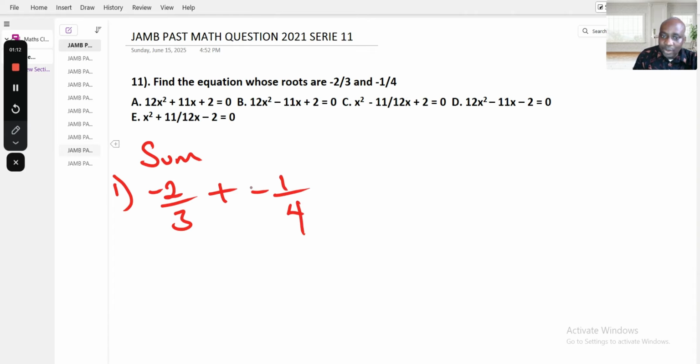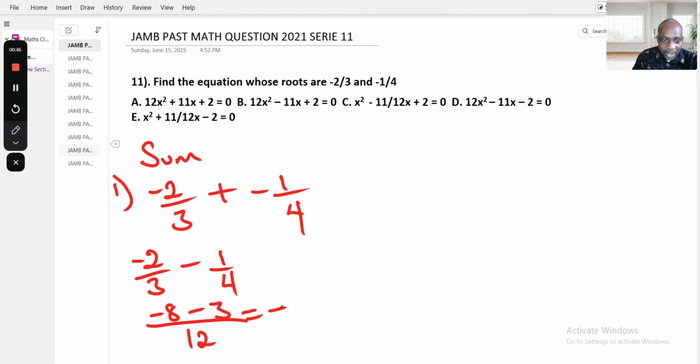Anything plus times minus is going to give us minus. Let me write the question. Give us minus 1 over 4. What is the LCM of this? 12. How many 3 can we see in 12? 4. 4 times 2, 8. How many 4 can we see in 12? 3. 3 times 1, 3. Therefore, our final is minus 8 minus 3, it will give us minus 11 over 12.